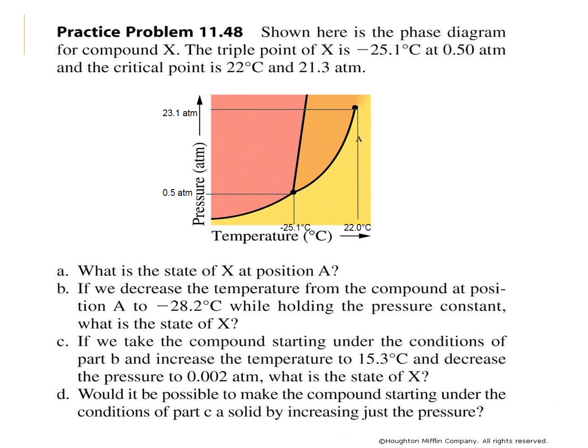Okay, question D, would it be possible to make the compound starting under the condition of part C a solid by increasing just the pressure? Probably, because the critical point for X is 22 degrees. So if you increase the pressure at 15 degrees, you should be able to make it a solid. It's hard to see. It's sort of hard to predict what will happen, but eventually you could cross over into the solid phase.